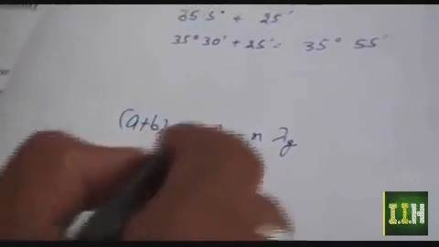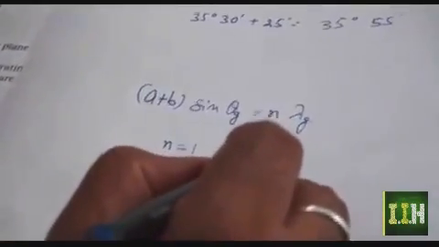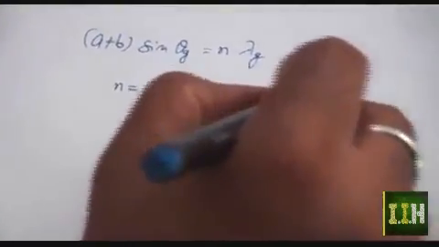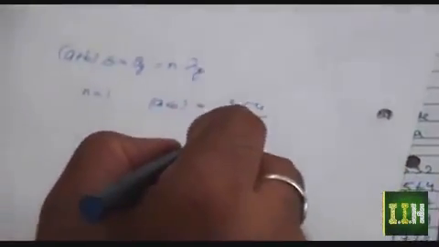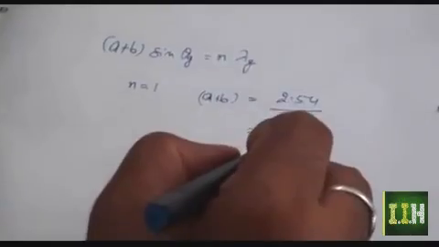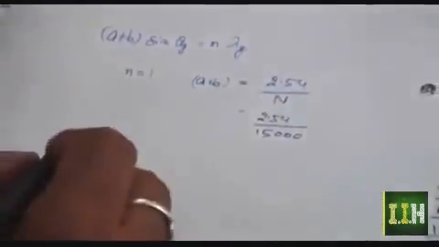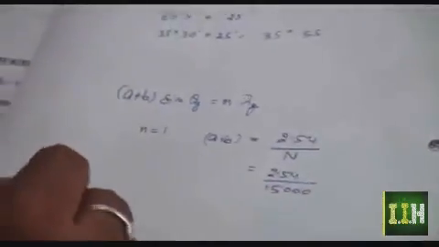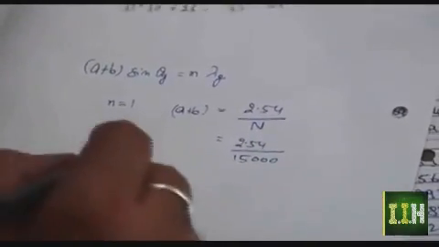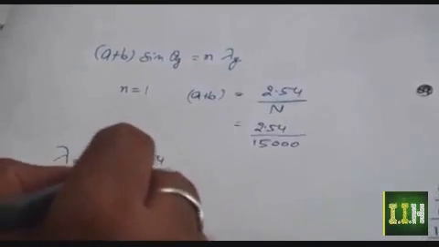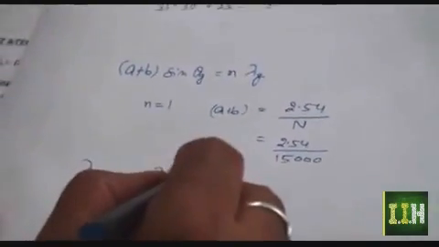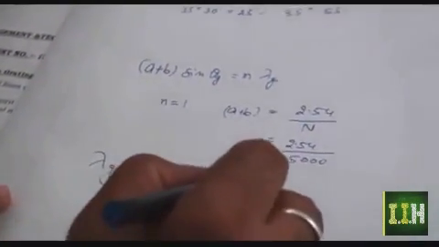and if this is first order, n is equal to 1, and a plus b, the grating element, can be calculated by 2.54 by N. N is the number of lines per unit length, that is in inch, and so it is 2.54 divided by 15,000. Now we can put the value here and calculate the value of the wavelength lambda g, that is a plus b, 2.54 by 15,000, and sine of theta g.